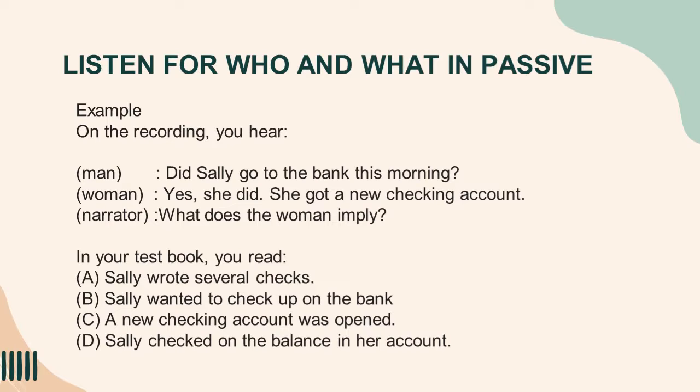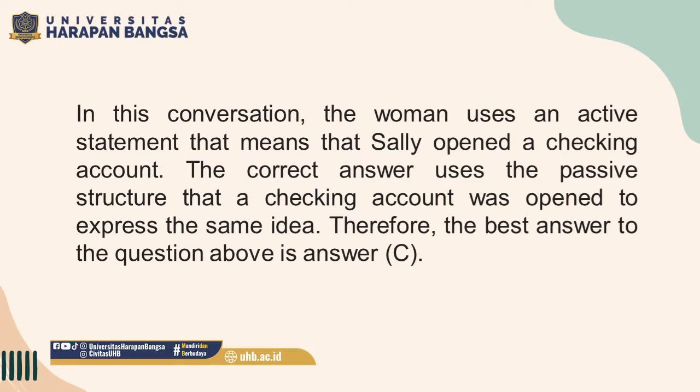In your textbook, you read, "Sally wrote several checks. Sally wants to check up on the bank. A new checking account was opened. Sally checked on the bank balance in her account." In this conversation, the woman uses an active statement that means that Sally opened a checking account. The correct answer uses the passive structure, a checking account was opened, to express the same idea. Therefore, the best answer to the question above is answer C.